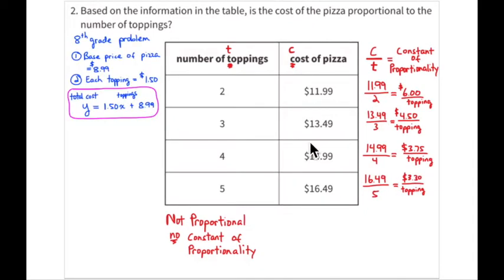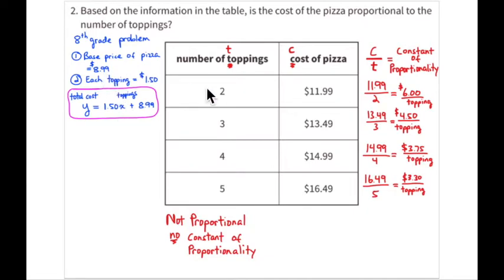Now what you can do is take this idea, and if you want to play around with this a little bit, look at it the way that you're going to look at it in 8th grade. So there's a base price of the pizza. That is $8.99. And the cost of each topping is $1.50. So if I'm going to figure out the total cost of the pizza, I'm going to take the number of toppings, 5 for example, and multiply it by this $1.50, and add $8.99 to that. Well, how do you get this?